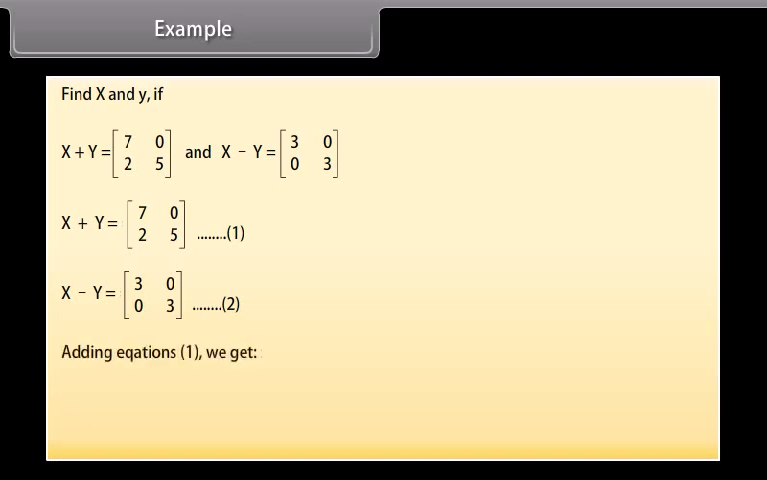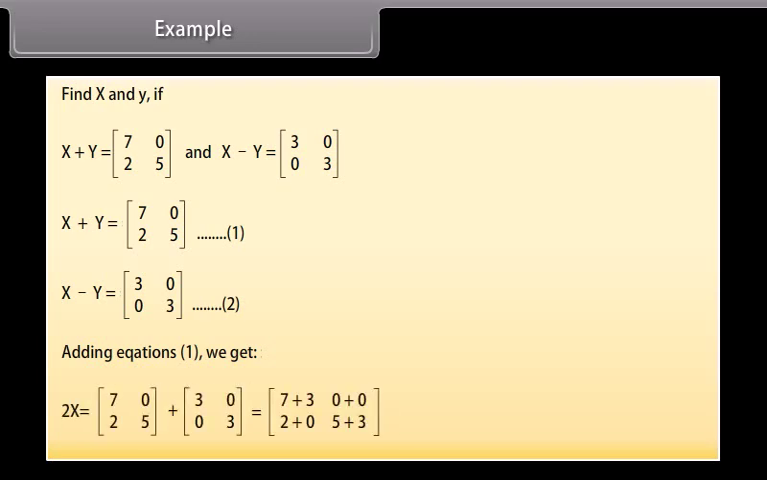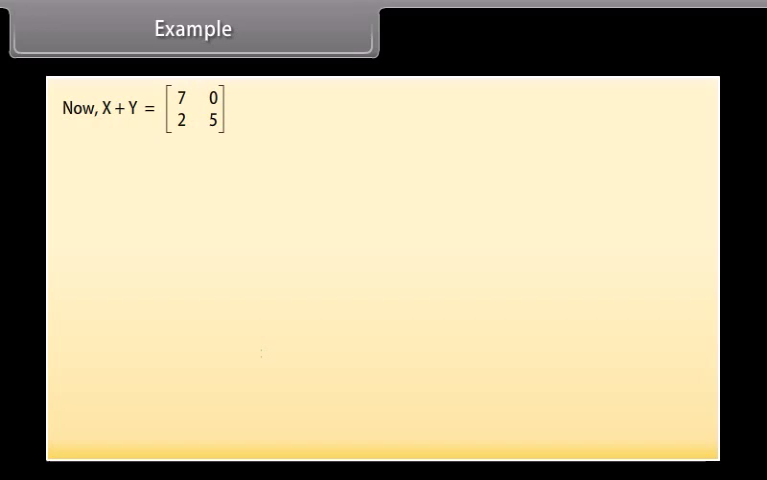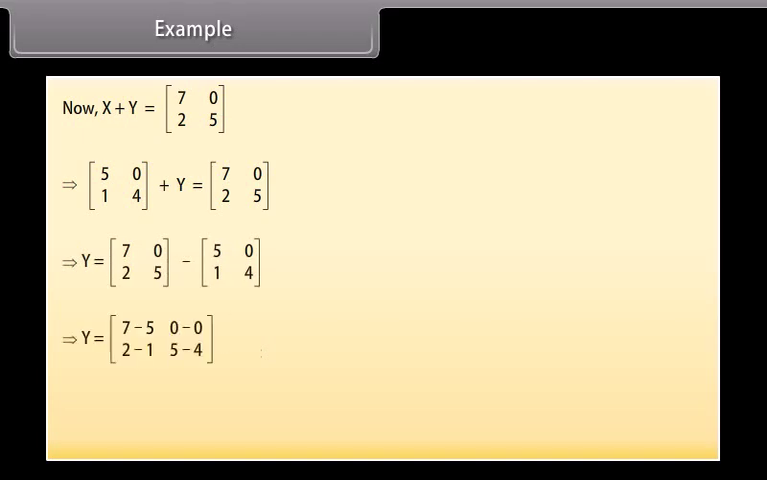Now, adding equations 1 and 2, we get 2X is equal to the matrix row-wise, first row 10, 0, second row 2, 8. Therefore, X is equal to the matrix row-wise, first row 5, 0, second row 1, 4. Now, substituting the value of X in X plus Y and solving it, we get matrix Y is equal to row-wise first row 2, 0, second row 1, 1.